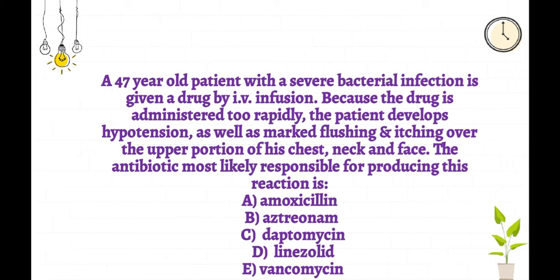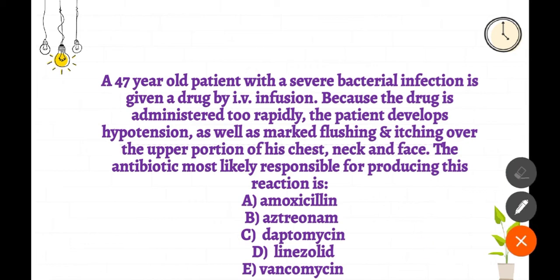A 47-year-old patient with a severe bacterial infection is given a drug by IV infusion. Because the drug is administered too rapidly, the patient develops hypotension as well as marked flushing and itching over the upper portion of his chest, neck and face. The antibiotic most likely responsible for producing this reaction: option A, amoxicillin, aztreonam, daptomycin, linezolid, vancomycin.